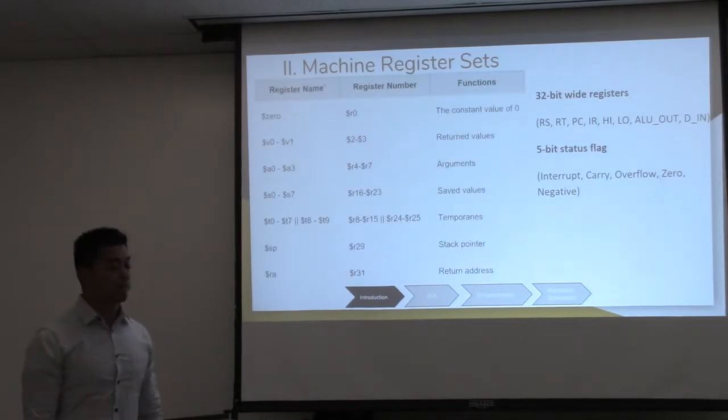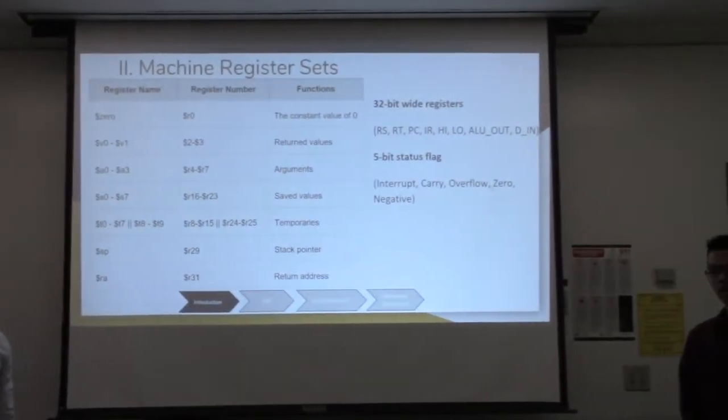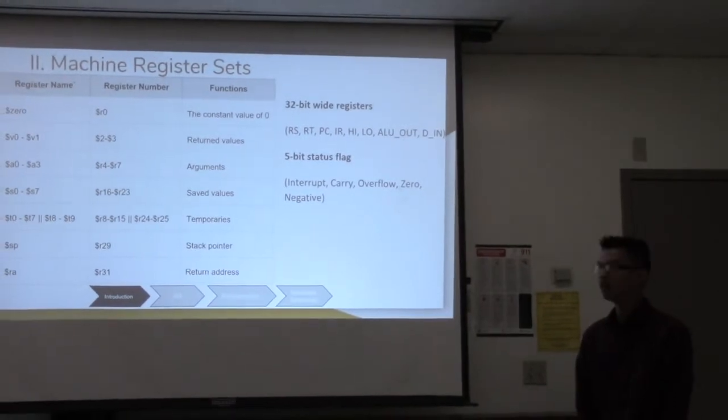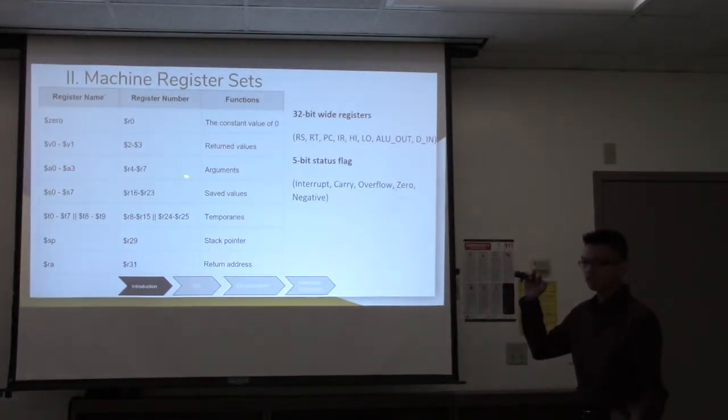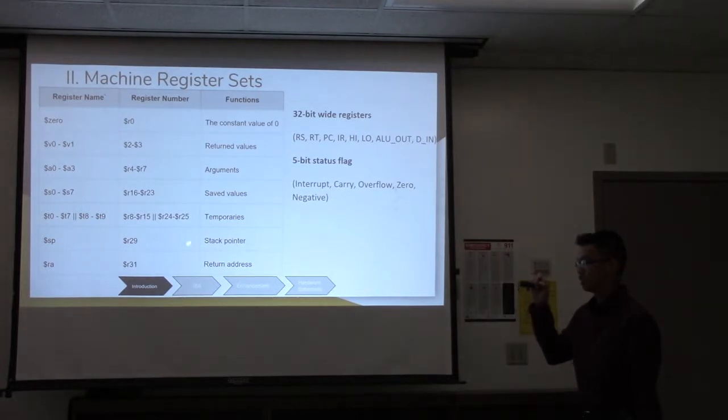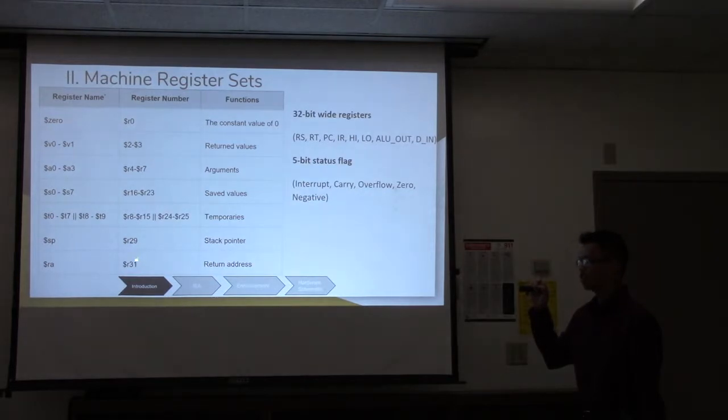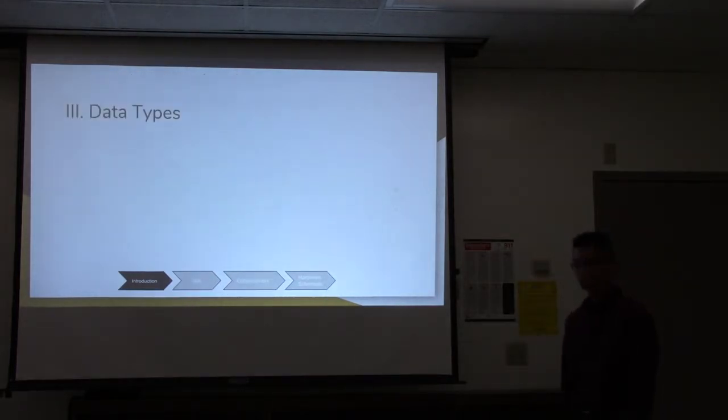Alright, so for the machine register sets, we have 32-bit registers, which range from the RS, RT, PC, IR, DN, ALU out, and then we have the 5-bit status flags, which range from the interrupt, negative, carry, overflow, or zero. And as you can see from the chart here, these are all the registers within the register file. Specifically to note is the stack pointer at 29 and the return address at 31. The stack pointer is used for instructions such as push and pop, and the return address for jump and link.